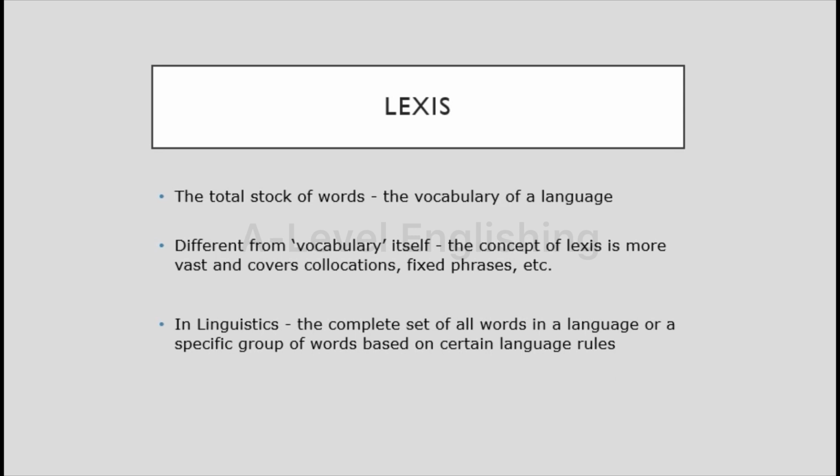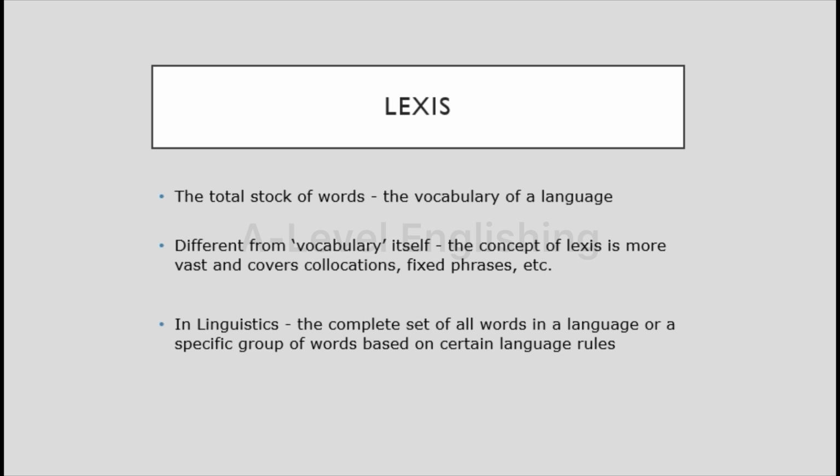Now, lexis is the total stock of words, it is the vocabulary of a language. Now, this is different from vocabulary itself. The concept of lexis is more vast and covers collocations, fixed phrases, etc., which is correct, right? Because vocabulary is typically seen as individual words. Now, lexis includes more than just individual words. It also includes word combinations, phrases, and patterns commonly associated with grammar.